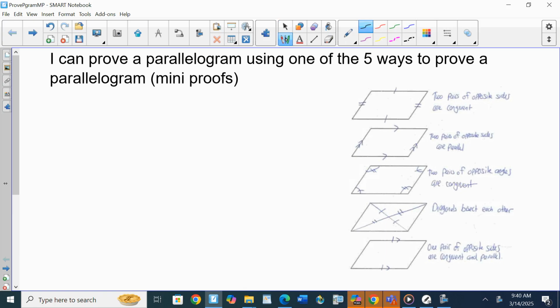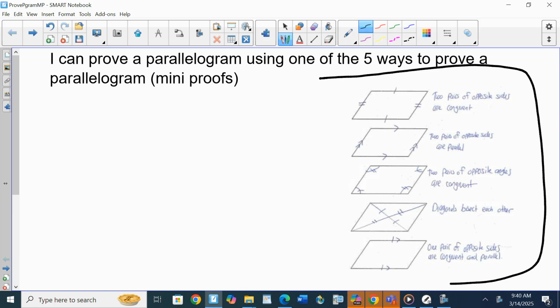You need to know your 5 ways to prove a parallelogram. We've spoke about these. You need to know them, period. If you don't, you're not going to be able to do this.